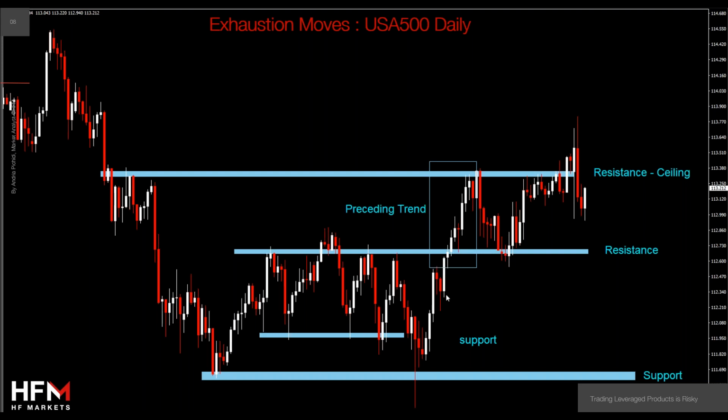So the break of this resistance gave me an early alert that the asset might have changed from the ranging market, and now we might see a bullish market. So it was an early alert.